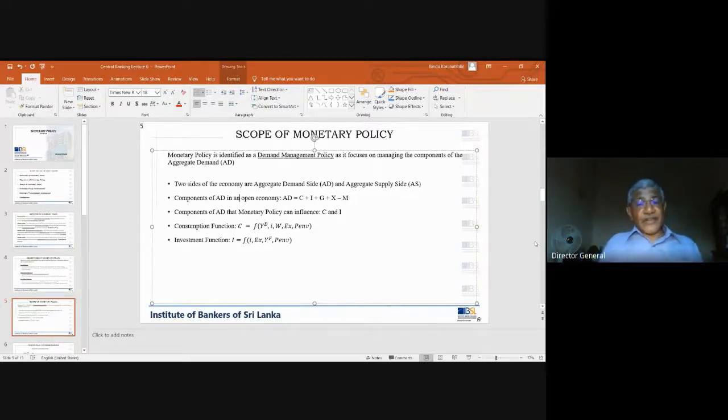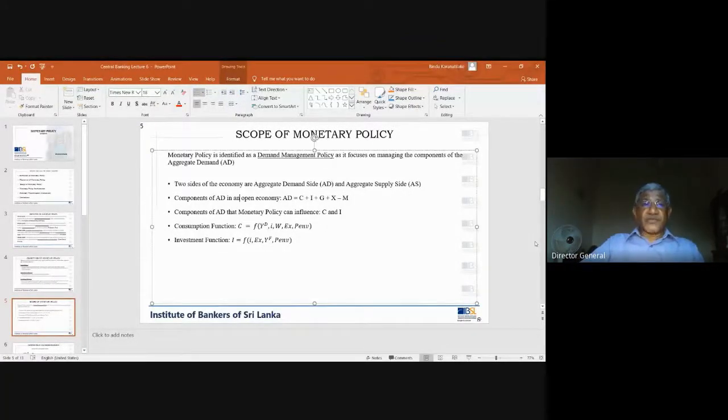Then when you say demand management policies, we can ask a fair question, very sensible question. Is the central bank, through its monetary policy, going to influence all these 5 components? Can central bank influence C, I, G, X, and M? The answer is no. Why? Central bank cannot influence government expenditure, because government expenditure depends on the government policies, where the central bank does not have any control over. How about exports?